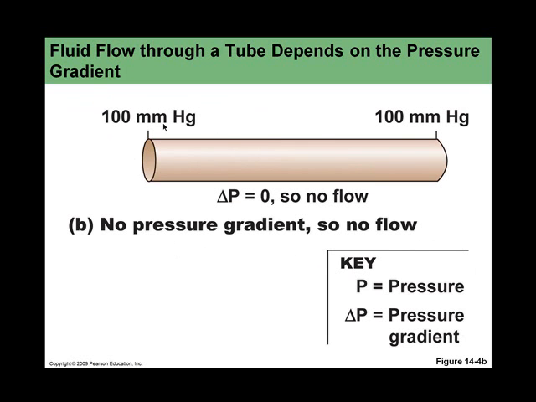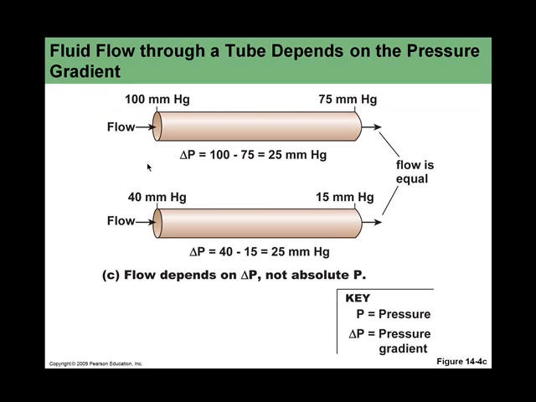So here we see 100 millimeters of mercury on the input on the left side and 100 millimeters on the right side. And so if we asked what's the pressure differential on the right side versus the left side, there is none. And what about the left side versus the right side? There is none. Okay, so if there's no pressure differential, pressure gradient, then there is no flow.